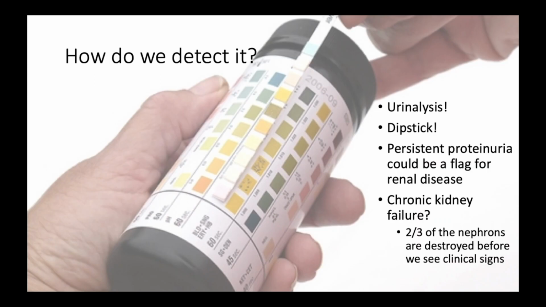Like I mentioned before, we detect it during a urinalysis. This is a dipstick. So we literally dip it in the urine, let it sit for a period of time, and then we compare it to its guide, and it tells us how much protein's in the urine. Persistent proteinuria could be a flag for renal disease. Just to keep that in mind, we'll talk about renal disease later. By the time the animal is actually showing clinical signs such as polyuria, polydipsia, lack of muscle tone, etc., that's normally at the point at which 2/3 of the nephrons are destroyed.